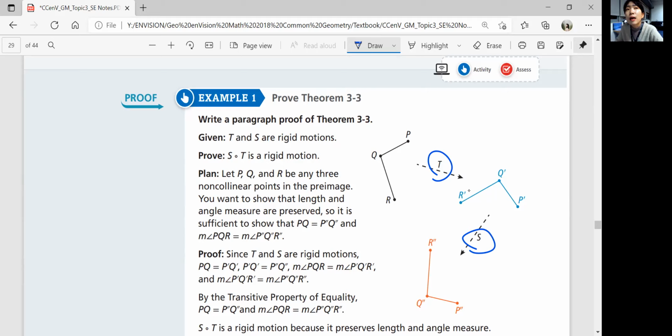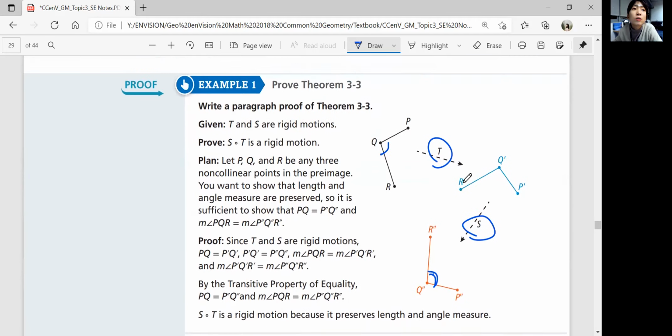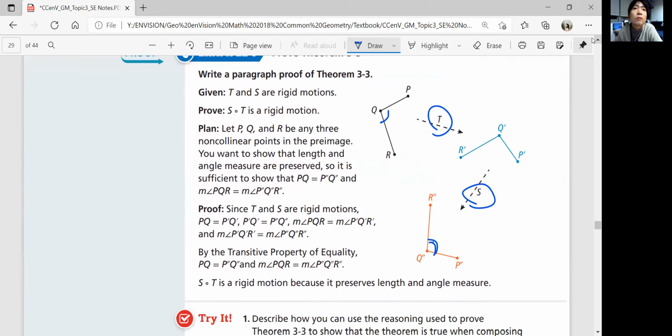First, we're going to let P, Q, and R be any three non-collinear points in the pre-image. You want to show that the length and angle measure are preserved, because that's the definition of rigid motion. So it is sufficient to show that PQ is equal to P prime Q prime, which equals P double prime Q double prime, and that the measure of angle PQR is equal to the measure of angle P double prime Q double prime R double prime. So thinking about our plan, our proof is going to be like this.